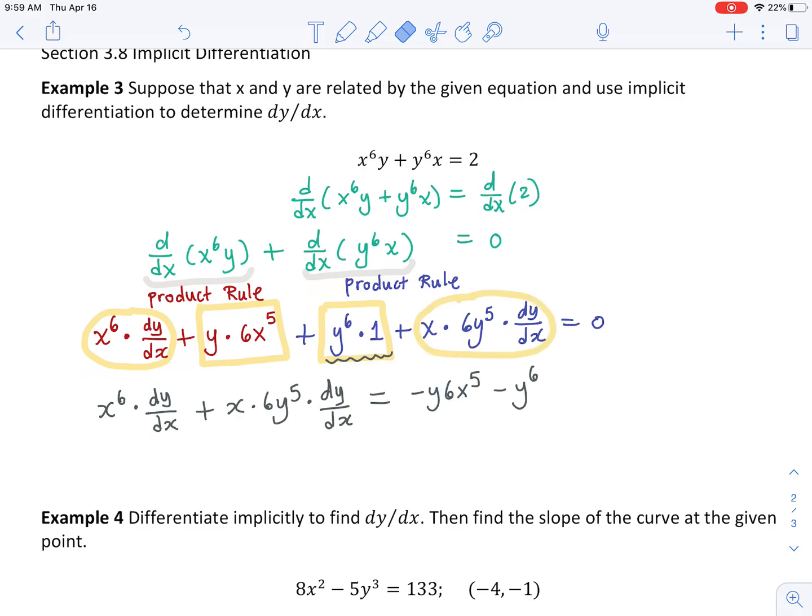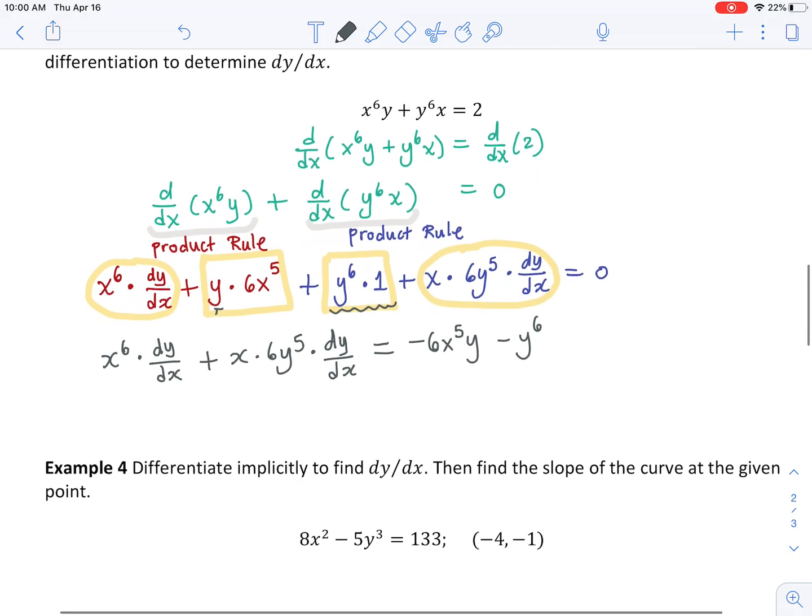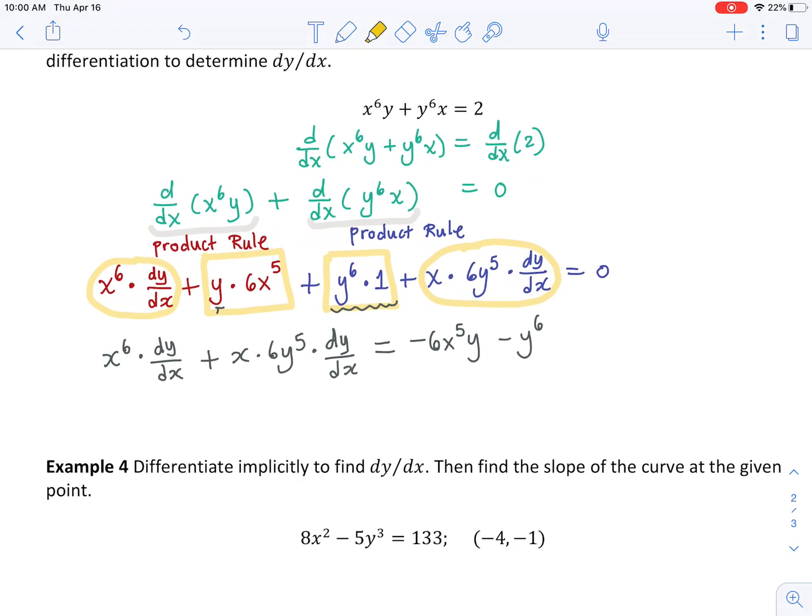Alrighty. Now, I just don't like the look of this guy. You see, this has y times 6x to the 5th. Let me just write this a little bit nicer. How about I write that as negative 6x to the 5th y. I just switched the order of these two. And you know why it's negative? Because we had to subtract it, right? Now, why did I move all the terms to the other side if they didn't have dy/dx? Because now I'm going to factor this out.